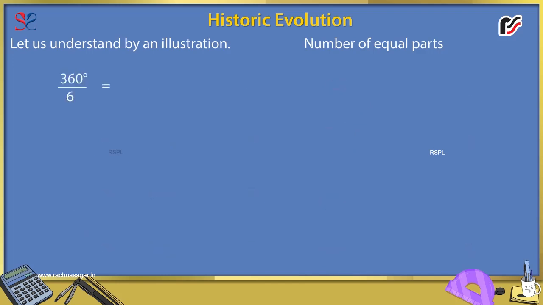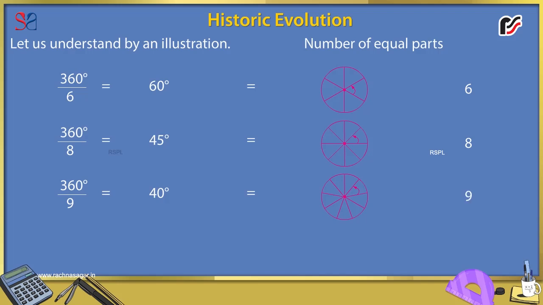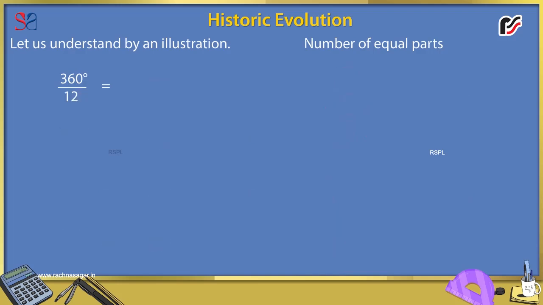360 degree divided by 6 is equal to 60 degree, number of equal parts 6. 360 degree divided by 8 is equal to 45 degree, number of equal parts 8. 360 degree divided by 9 is equal to 40 degree, number of equal parts 9. 360 degree divided by 10 is equal to 36 degree, number of equal parts 10. 360 degree divided by 12 is equal to 30 degree, number of equal parts 12.